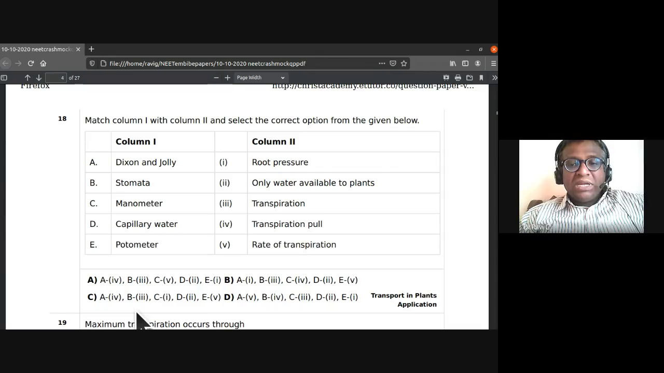C, manometer. So manometer is used for measuring root pressure. C1. So this is the answer. C is the answer for this.